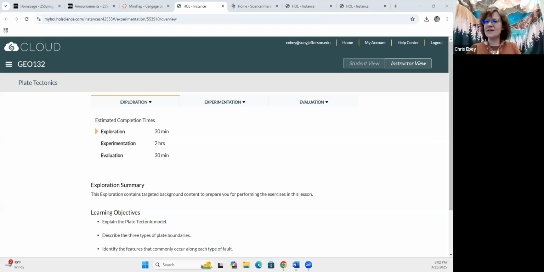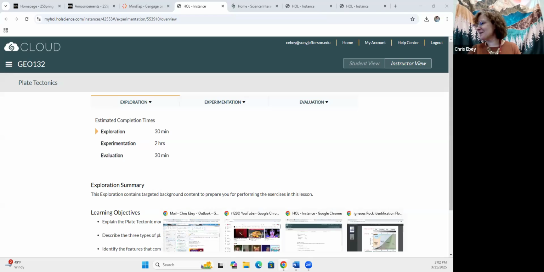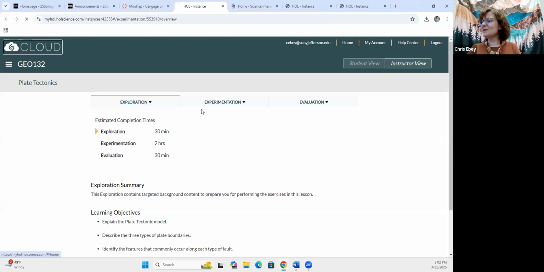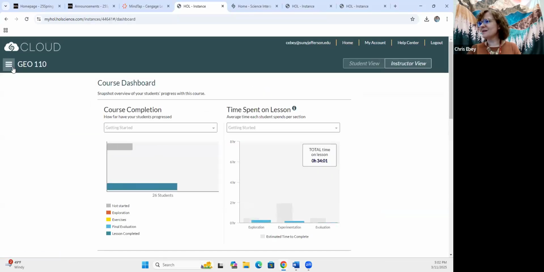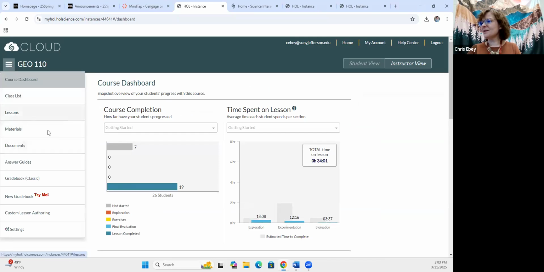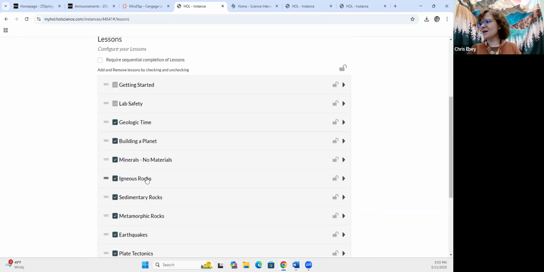So what are we going to be working on today? We are going to be starting with the plate tectonics lab, or no, I'm sorry, that's not the right lab. That's what I just did for GEO 110. There we go. We're going to start with the Igneous Rock Lab.